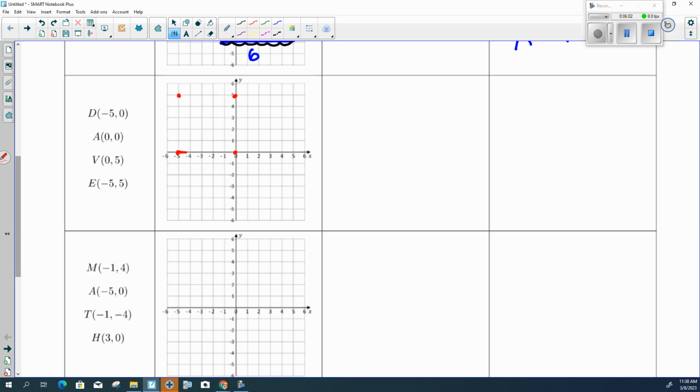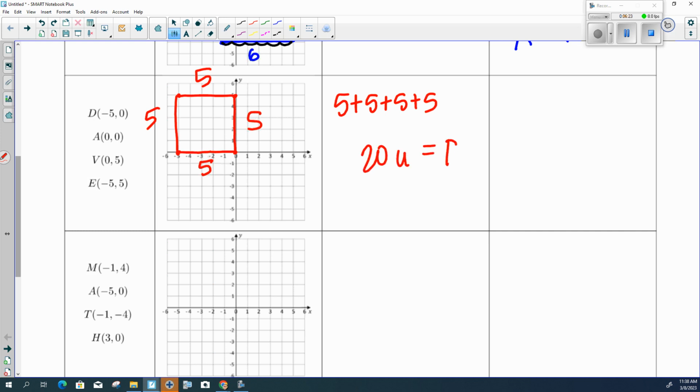All right, so I've got 1, 2, 3, 4, 5. Oh, this is the one I just did a second ago. The explanation. All right, perimeter, we add all the outsides. 5 plus 5 plus 5 plus 5. Area is base times height. Or since it's a square, it's side squared. Same thing. These are starbursts.